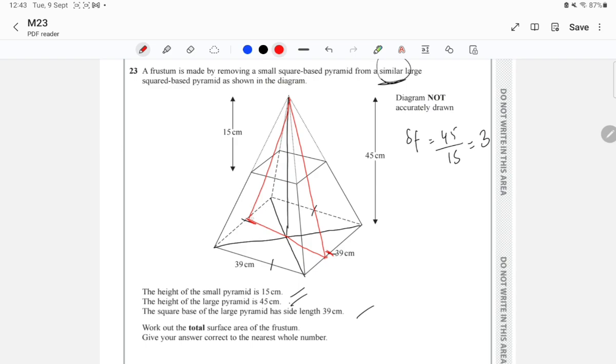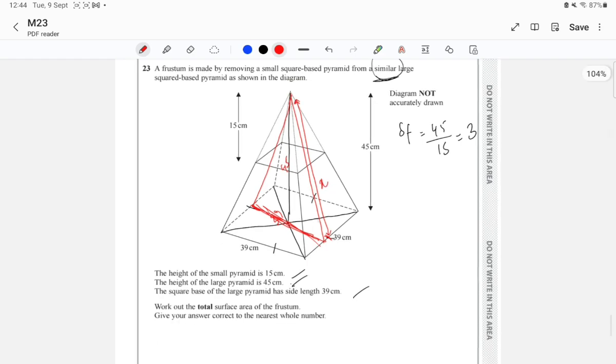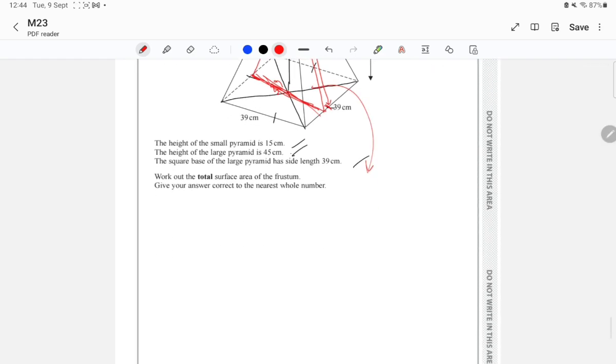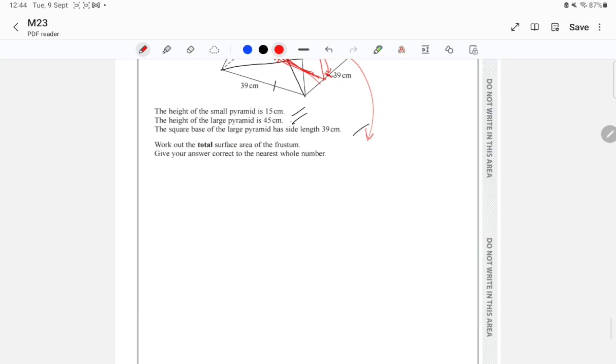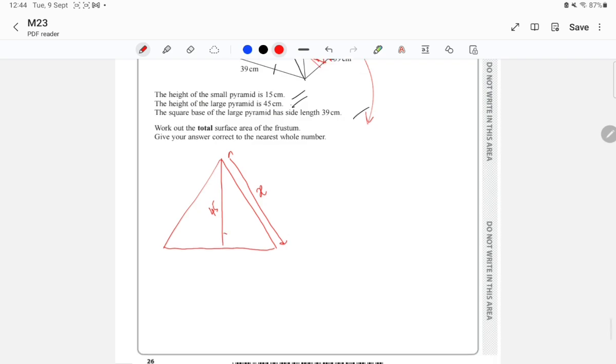Okay, let's see what is happening. This as a whole over here will also be 39. The height, I know it's 45. This part on this side, let's call it x. Let's extract this triangle first so we can see everything clearly. This is 45. This slanted height is x. And this as a whole is 39.